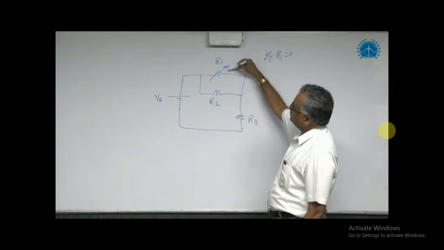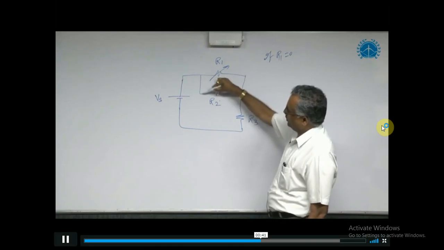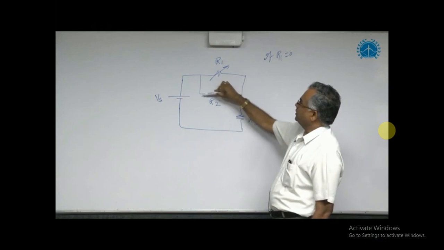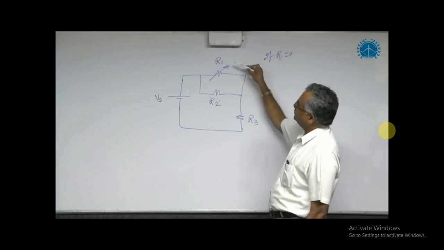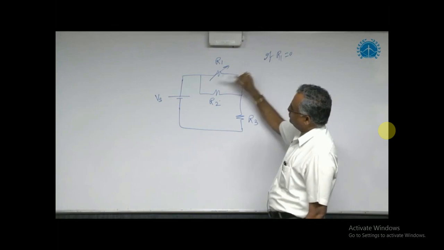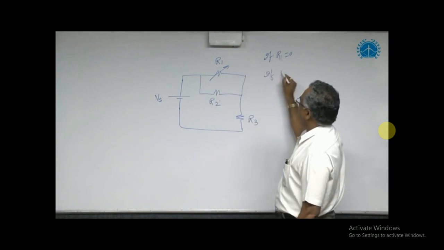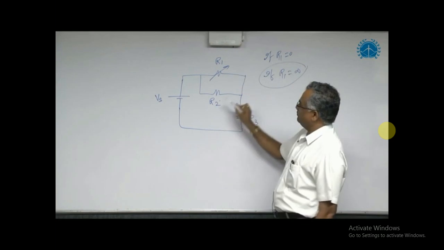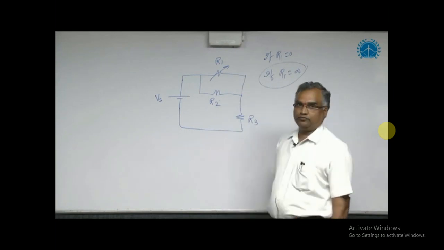Maximum power is dissipated in R2 when more current is flowing. The highest current will flow through R2 only if R1 is equal to infinite. Infinite means open. When this is open, the whole current will pass through R2. Therefore, if R1 is equal to infinite, maximum current will pass through R2, and maximum power is dissipated in R2.